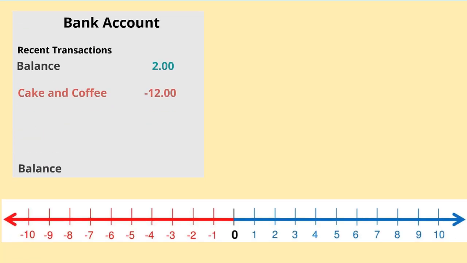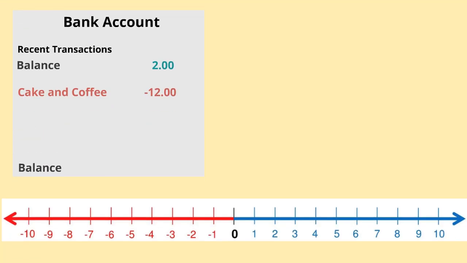Let's try one more of those ones. Our balance at the start of the week was 2 euro. We bought cake and coffee for 12 euro. So what is our new balance? Pause the video and write down your answer. So we started the week on 2, we jumped back 12 spaces, and we land on minus 10. So our new balance is minus 10 euro. We owe the bank 10 euro.